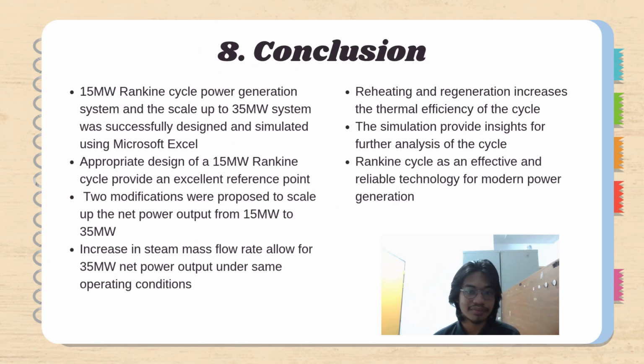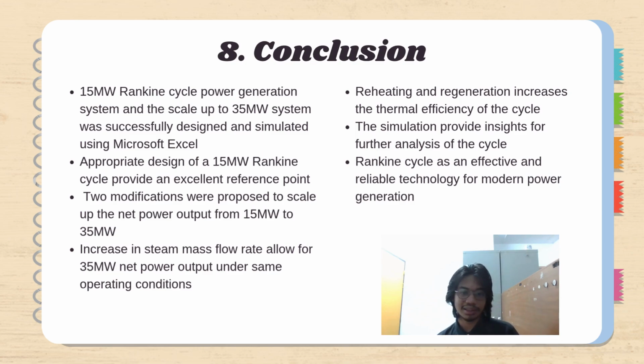In conclusion, the Rankine cycle power generation and the scale up to 35 megawatt system was successfully designed and simulated using Microsoft Excel. An appropriate design of the base Rankine system provides an excellent reference point. Two modifications were proposed to scale up the net power output to 35 megawatt.